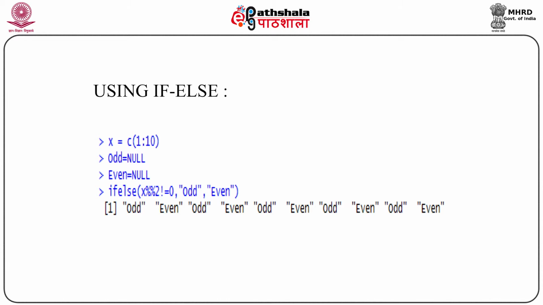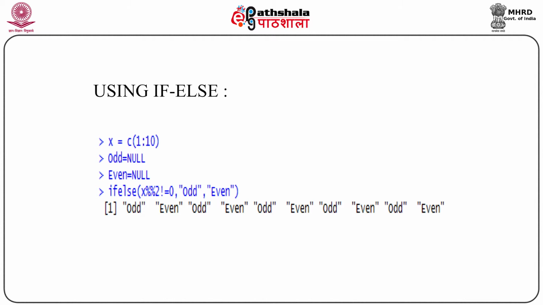So what we are doing is putting the test in the first position, then the true value, and finally the false value. Here we know that if a number is not divisible by 2, then it would be regarded as odd, otherwise the number will be even.